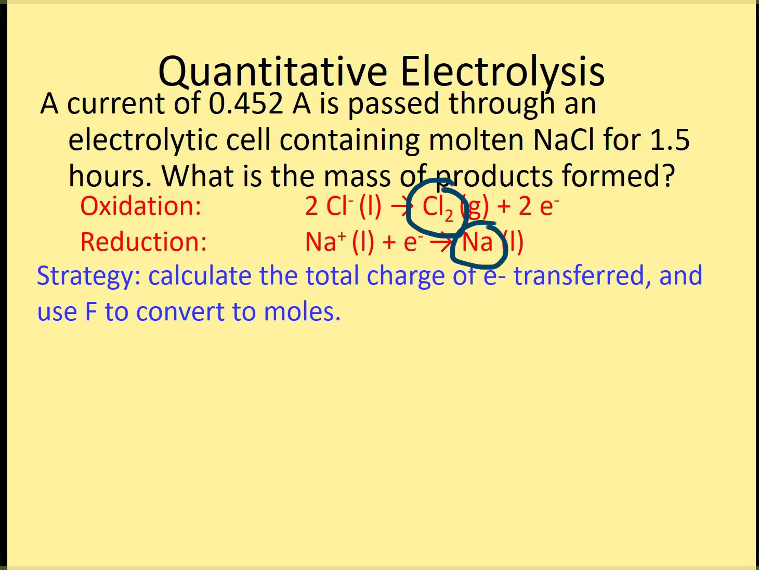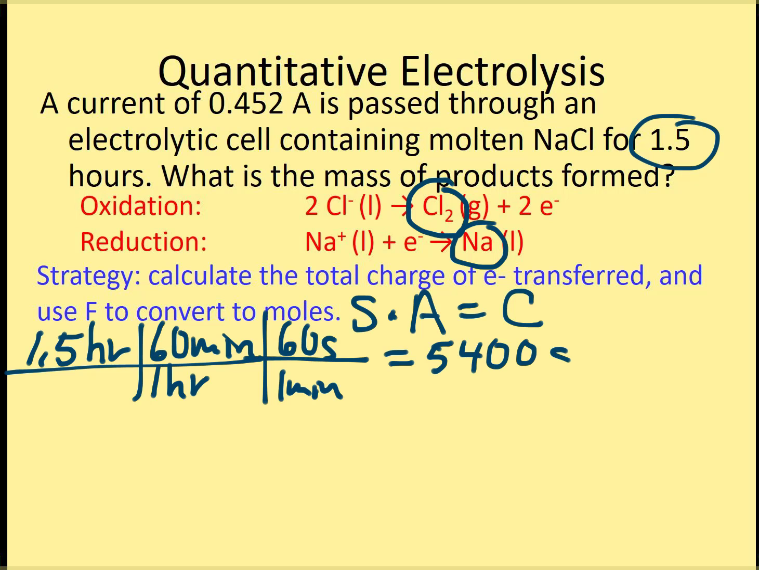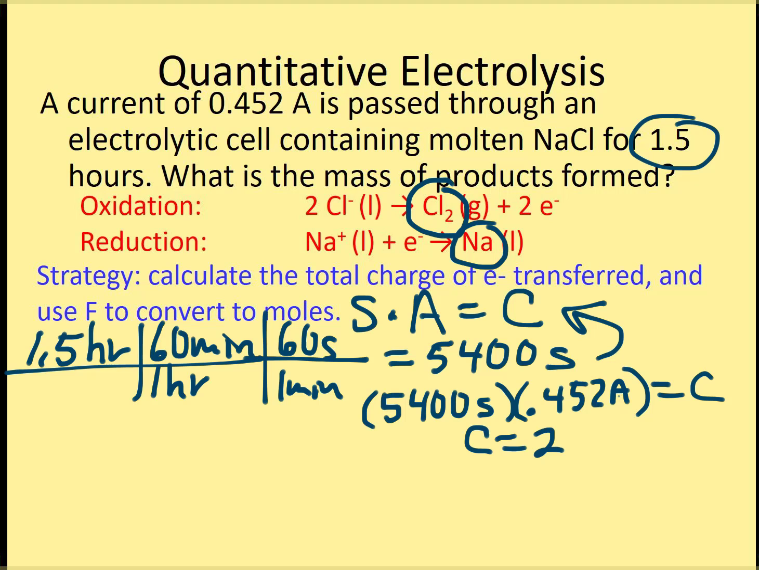I'm going to use that formula, sexy amps are cool. So seconds times amps equals my coulombs. It says 1.5 hours, so I just need to convert that to seconds so I can put it into my formula. So very quickly sketch out that conversion, and I get 5,400 seconds. So let's go ahead and put that into our formula right here. And our coulombs is 2,440 coulombs.